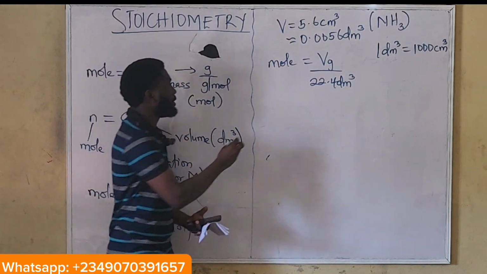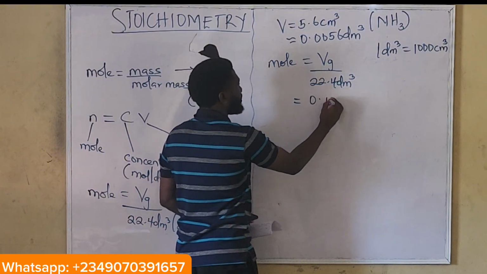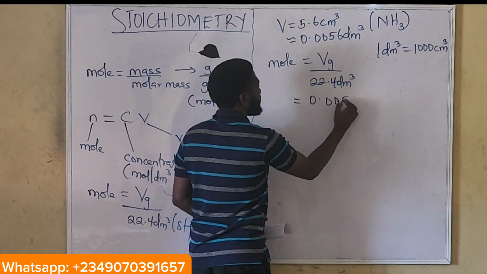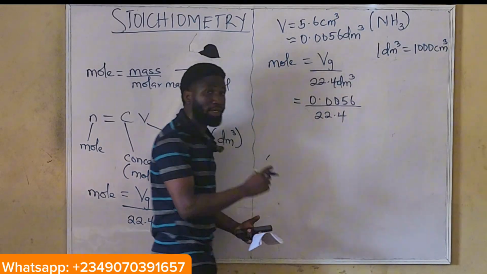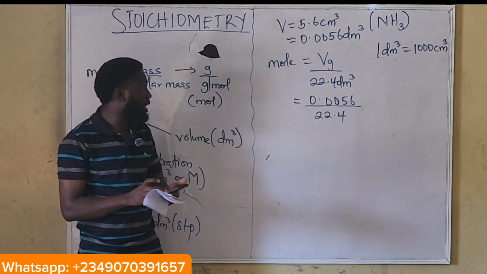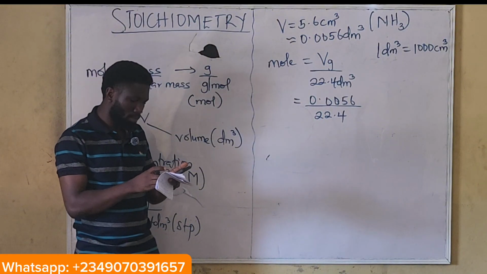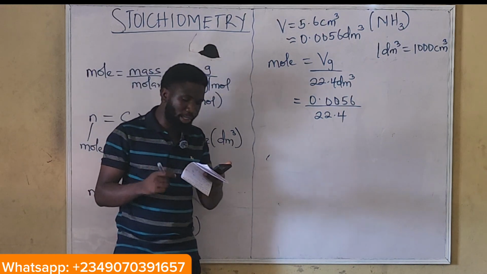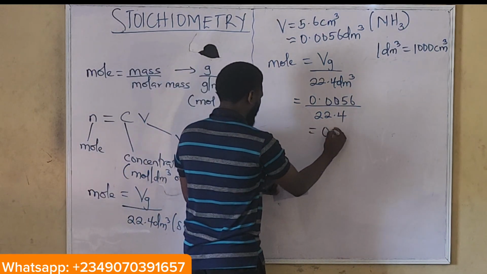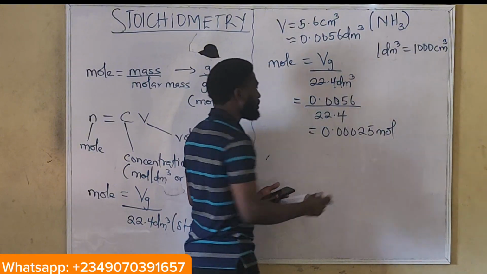All right. So now, what is the volume of the gas? It has been gotten to be 0.0056, then divided by 22.4, all in dm cube. So we are going to have our answer, so that gives us 0.00025 mole.